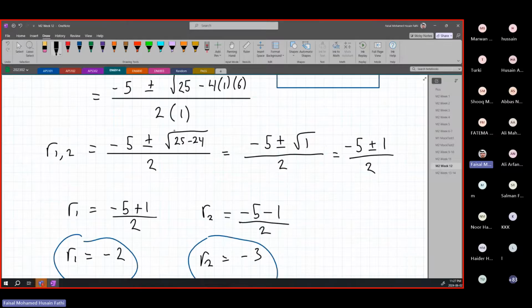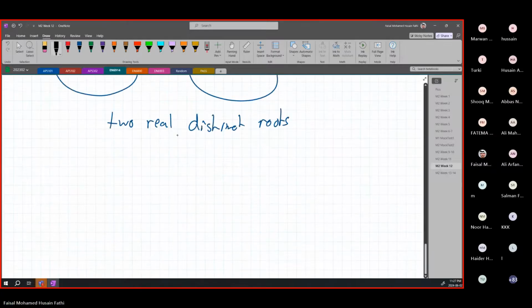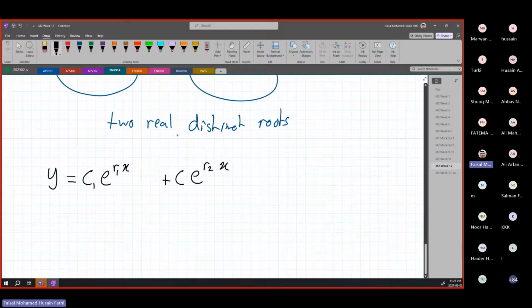So now we can say that y is equal to e to the power of r1x plus e to the power of r2x. And there is going to be a constant that is multiplied with this as well. So c1 e to the power of r1x plus c2 e to the power of r2x.